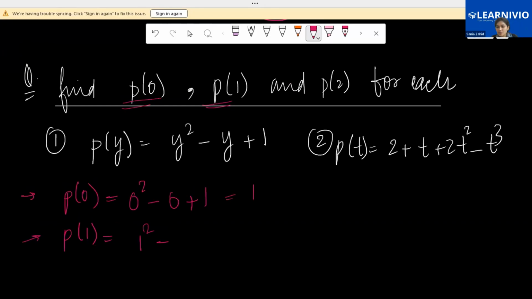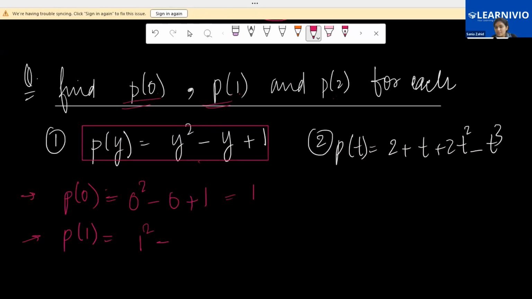P(y) is given to you. This is the polynomial given to you. Now they're asking you to find the value of P0. So how will you calculate P0? Instead of y you write 0. Then P1 means instead of y you write 1. P2 means instead of y you write 2. Okay? And then you do the same way.